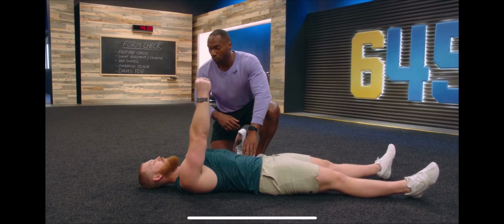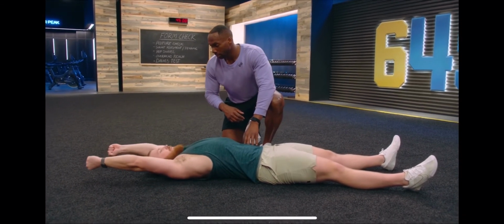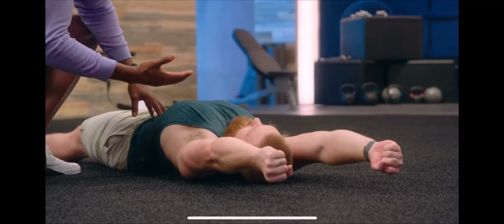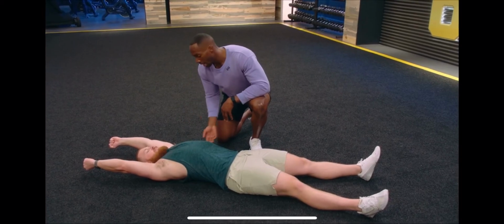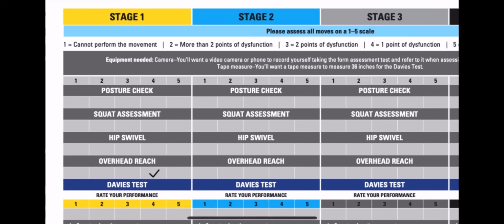and we're gonna go back overhead. Good. Now you see that Cody has a little restriction there. We could have a little bit more of our thoracic extension, and we can also loosen up those lats.